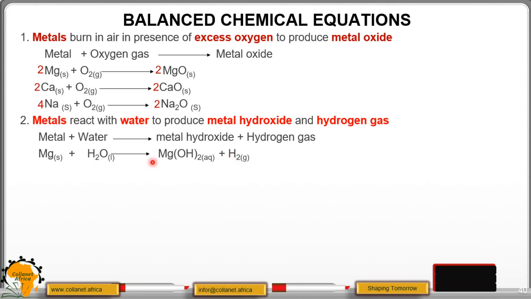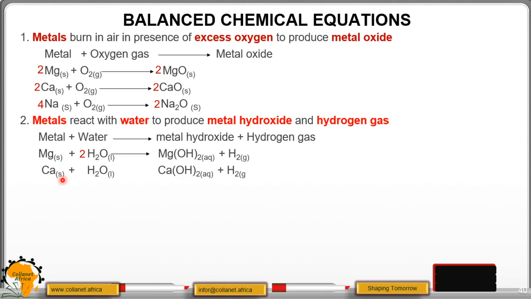So in this case, the number of hydrogen atoms on the product side are 1, 2, then 3, 4. So to make this one balance, you have to place a 2 there to get 4. When you place 2 there to get 4, then magnesium is okay, oxygen will be balanced.